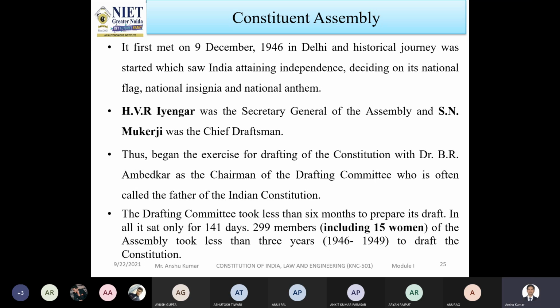Thus began the exercise of drafting the Constitution with Dr. B.R. Ambedkar as the chairman of the drafting committee, who is often called the father of the Indian Constitution. The drafting committee took less than 6 months to prepare its draft. In all, it sat for only 141 days. And the most important thing is that out of the 299 members, 15 women members were also part of the Constituent Assembly.